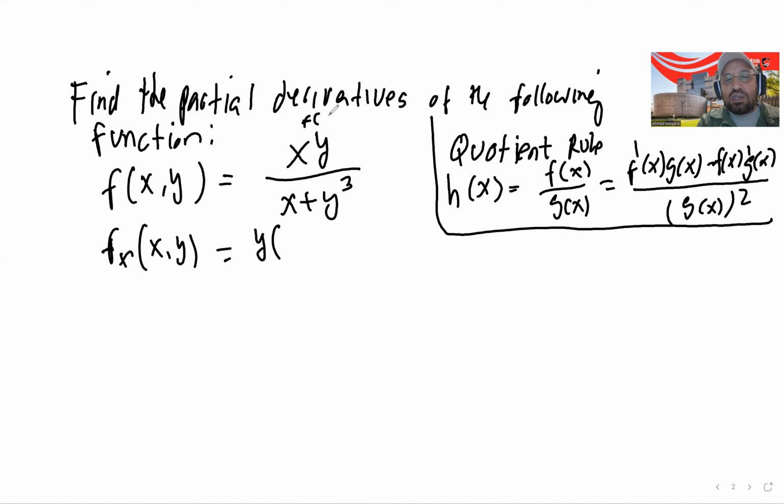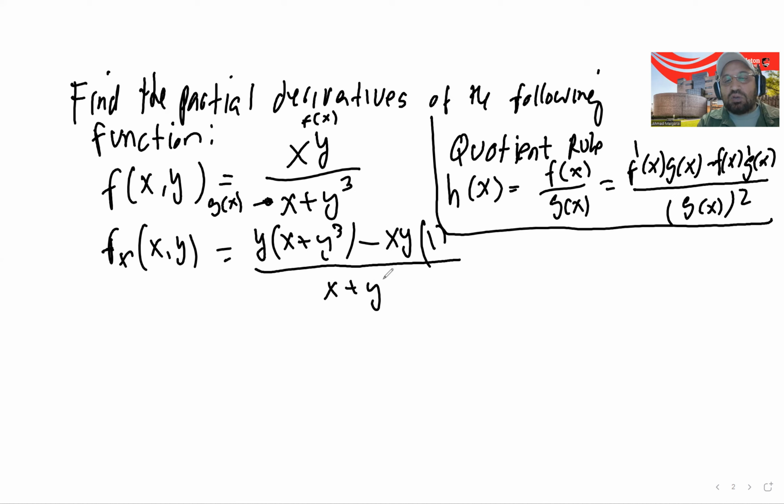That's the g of x to consider. This is f of x, and let's say that this is your g of x. And then you can follow this. So what is in the denominator is x plus y to the power of 3, and then it's a minus sign. What is the numerator? It is x times y times the derivative of what is in the denominator, and the derivative of x plus y to the power of 3 with respect to x is 1, and then divide this by x plus y to the power of 3, all things squared.